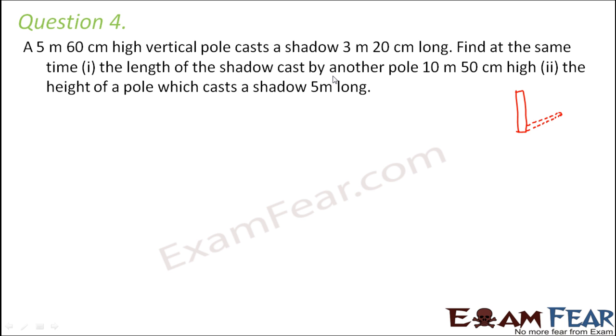Now again, the length of the shadow and the height of the pole would be proportional. So if you have a smaller pole, then the shadow would also be smaller. If you have a longer pole, the shadow would also be longer. So therefore you can say that height of the pole is directly proportional to the length of the shadow.